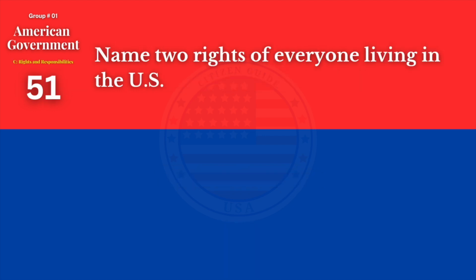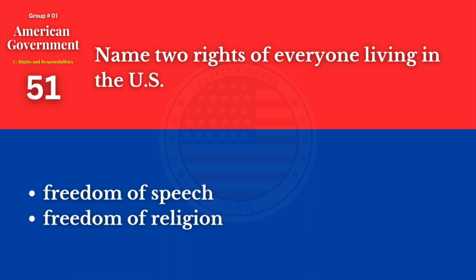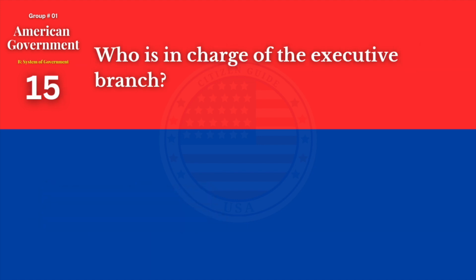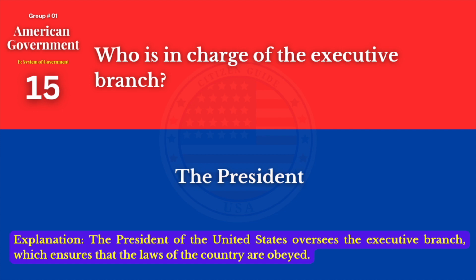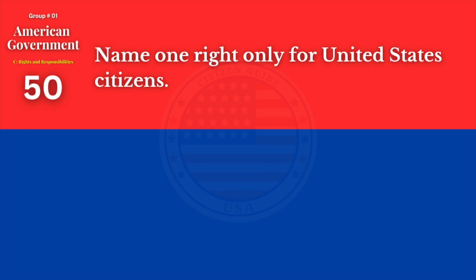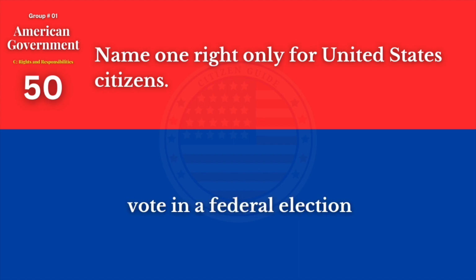Name 2 rights of everyone living in the U.S. Freedom of speech, freedom of religion. Who is in charge of the executive branch? The President. Name one right only for United States citizens. Vote in a federal election.